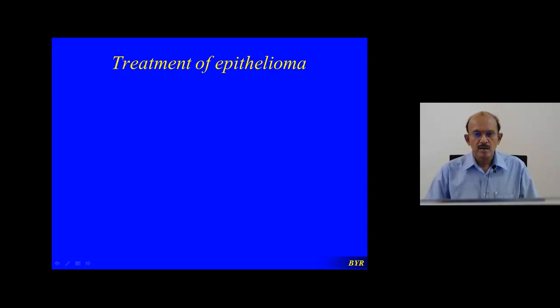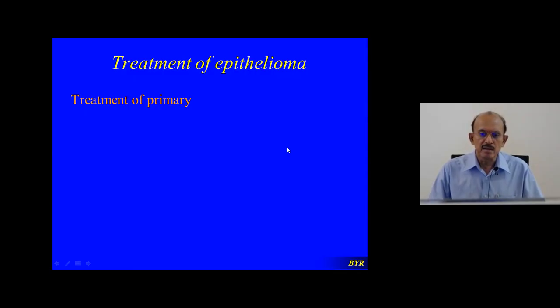Okay, dear students. Now let's talk about the treatment of epithelioma. The epithelioma may be associated with secondaries in the lymph nodes. So the management must be towards the primary and for the secondaries. So treatment of primary, surgery and radiotherapy, they are the two options.